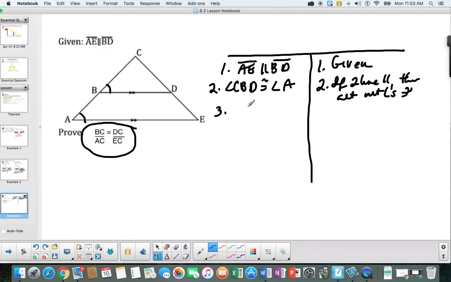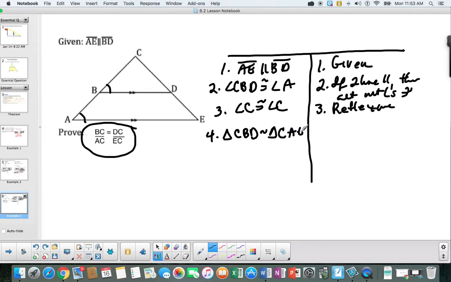I'm going to use the reflexive angle for both triangles, and that's going to be reflexive. Now I can establish the triangles are similar. Triangle CBD is similar to triangle CAE. Be very careful making sure that the letters align, and that's angle-angle similarity. Now this is not what we're trying to prove. We're trying to prove that sides are in proportion. So now that the triangles are similar, I can now work with the sides.